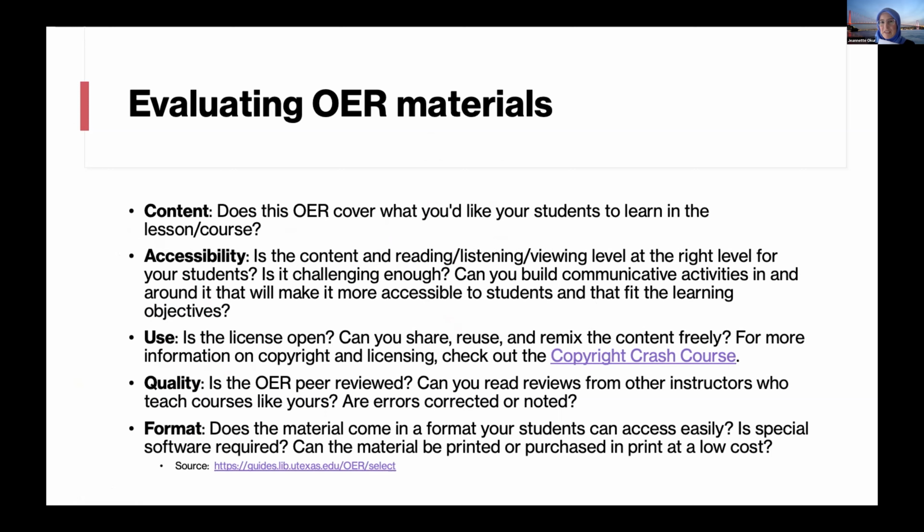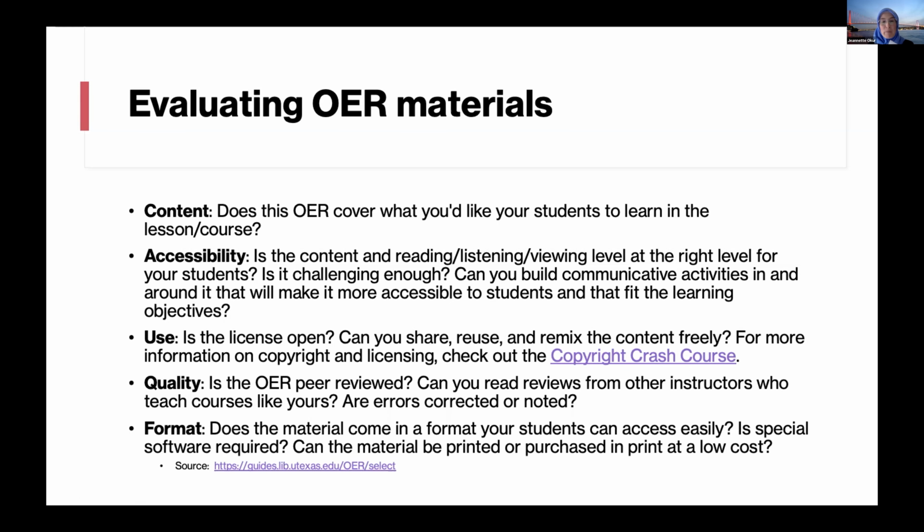How open is it? Does the license match what you need to do? Quality: has this open education resource ever been peer reviewed? Is it in any of the repositories? Can you read reviews from other instructors who teach courses like yours? Is there a third edition? Have errors been corrected or noted? Since it's so new in our Middle Eastern studies languages, this is kind of a moot point.